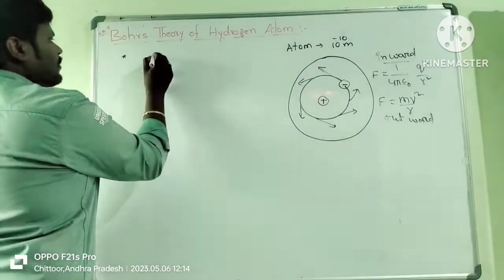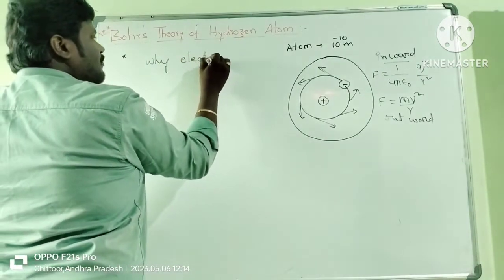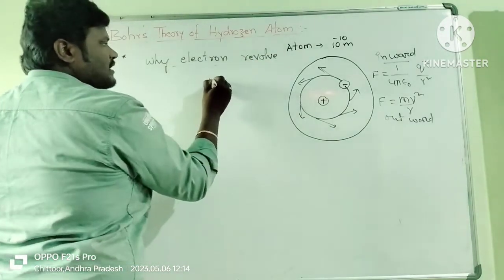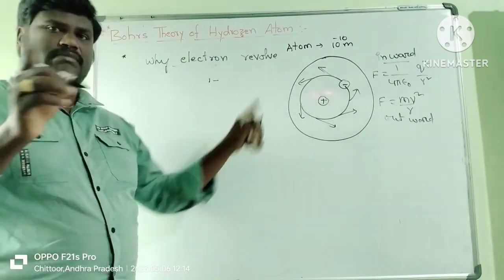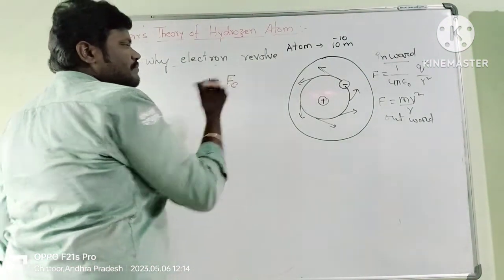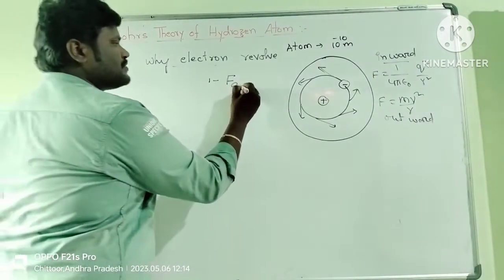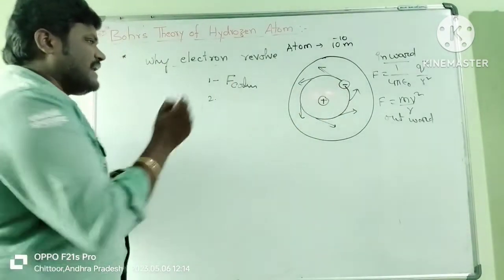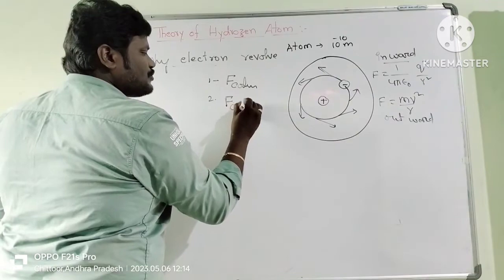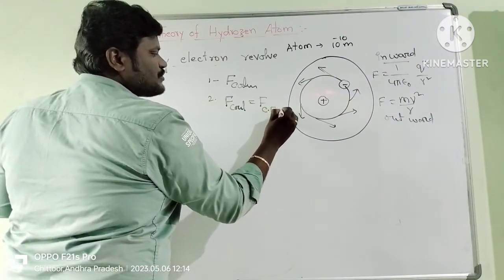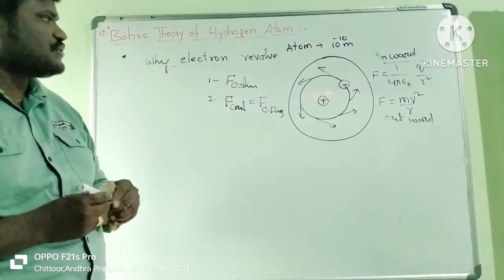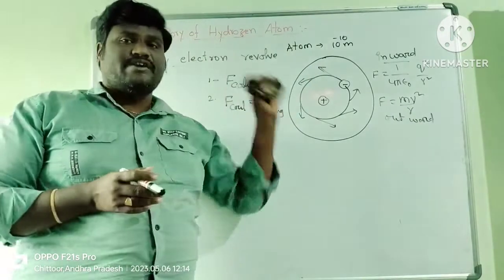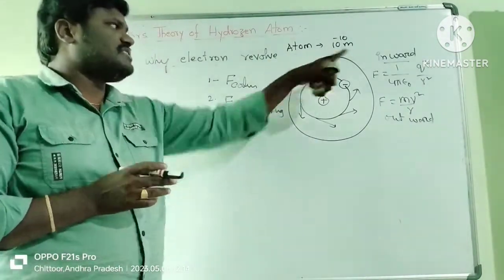So why is the electron revolving around the nucleus? First question: why does the electron revolve around the nucleus? Number one, because of the Coulombic attraction force. Number two, how is the orbit forming? By equalizing the Coulombic attraction force and the centrifugal force. So by equating these two forces only, the electron is created in an orbit. This is the Bohr first postulate. The electrons are revolving around the nucleus in a circular orbit. Now this is the condition for that.